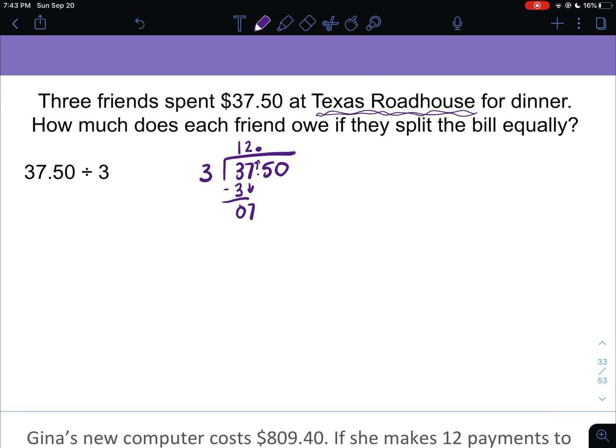It does. It goes in twice. 2 times 3 is 6. Subtract, you get 1. Bring down the 5. Does 3 go into 15? It does. It goes in 5 times because 5 times 3 is 15. Subtract, you get 0. Bring down the 0.